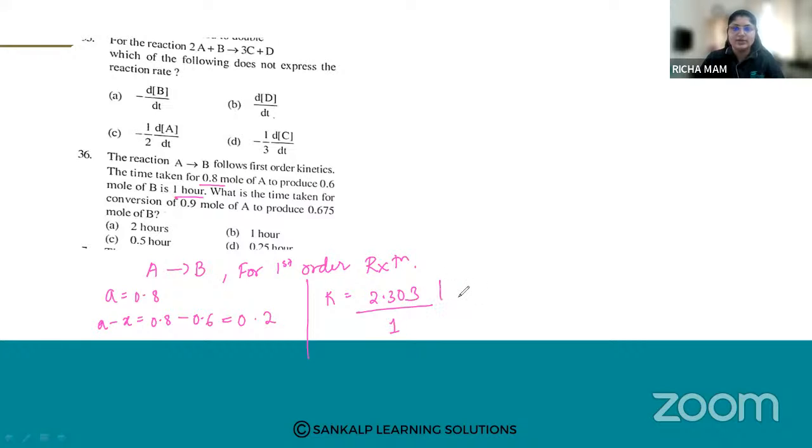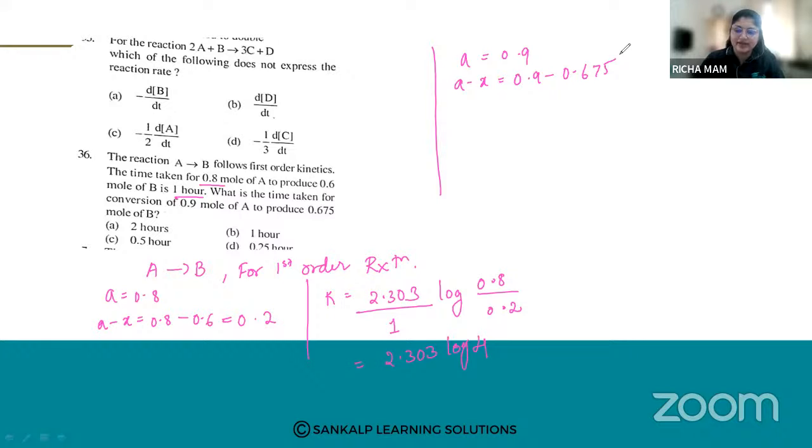It is taken as 1 hour. Then log of 0.8 divided by 0.2. So how much will it come? 0.8 divided by 0.2 is 4. So log of 4. Now for the second, again A is given as 0.9 and A minus X is how much? 0.9 minus 0.675. So this comes to 0.225.